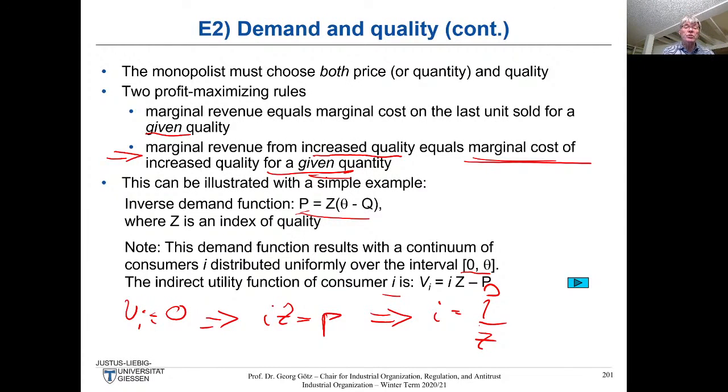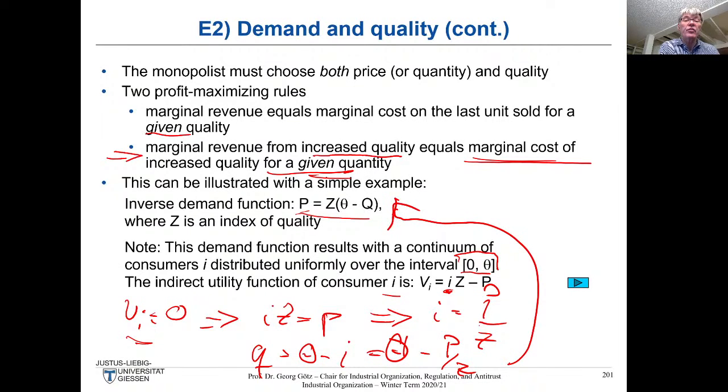But how many consumers do we have? Now, if these consumers are located in an interval from 0 to theta, everyone who has a higher index of I will have a positive utility then. So Q will be just everyone from P over C to theta, okay? And if that's everyone from P over C to theta, we know that Q is simply theta minus P over C. And if we rearrange that, we come up with this inverse demand function. Okay, that's what we have.